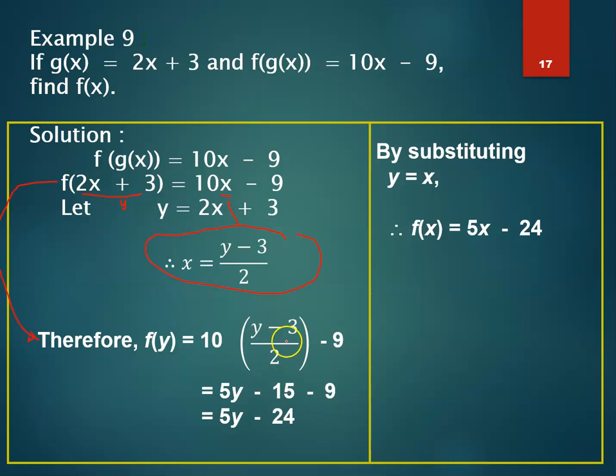So you get y minus 3 over 2 minus 9. Again, you just solve for this, rearrange it. You get 5y minus 24. And again, don't forget by substituting y equal to x, then you get, jangan lupa tulis semula, tukar semula this one y into x, you get 5x minus 24. Because you want to find fx, not fy. So this is the final answer.